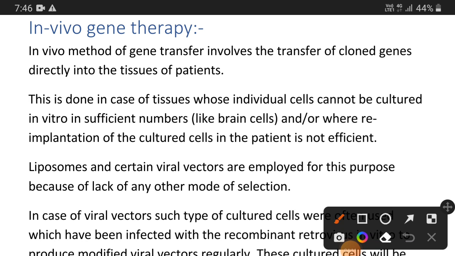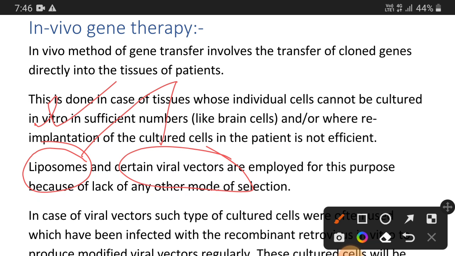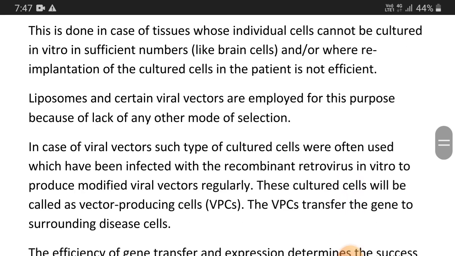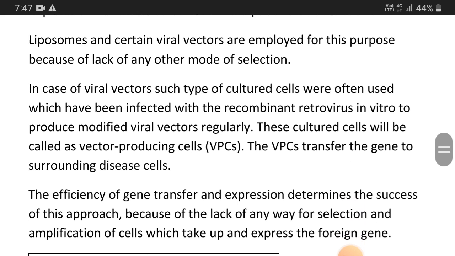So here we are going to use two kinds of gene delivery method. We have only two choices here. One is viral vector, another one is liposomal vector. These two can be useful for transferring those therapeutic genes directly.